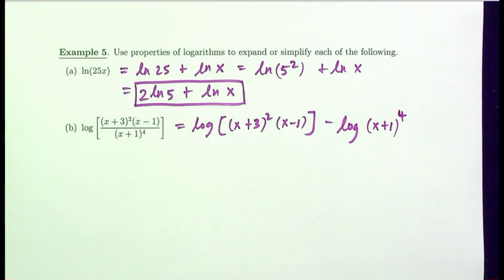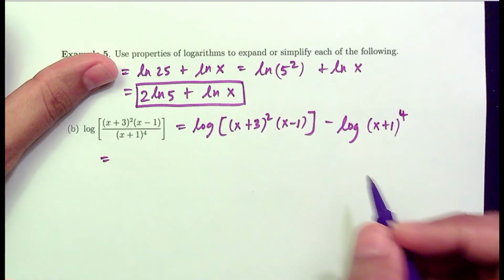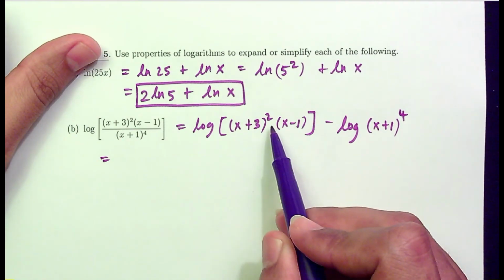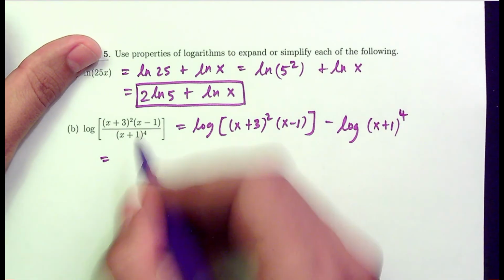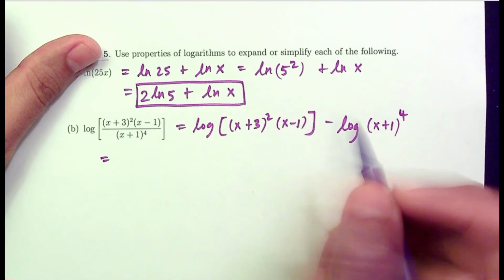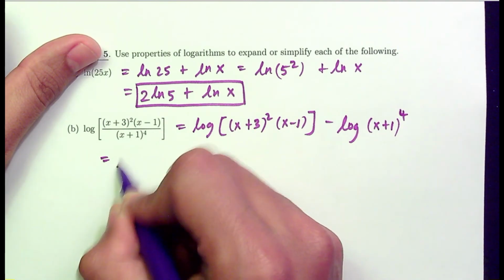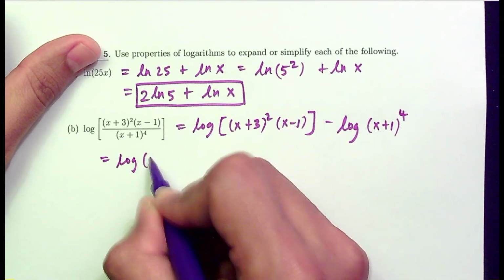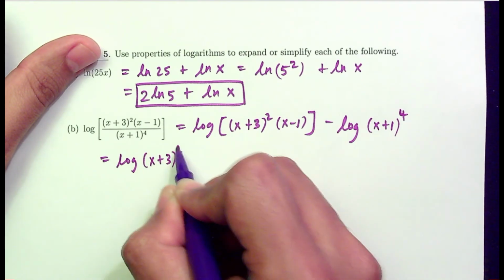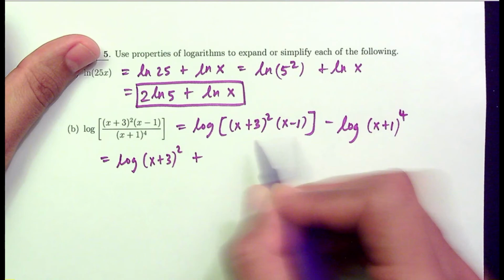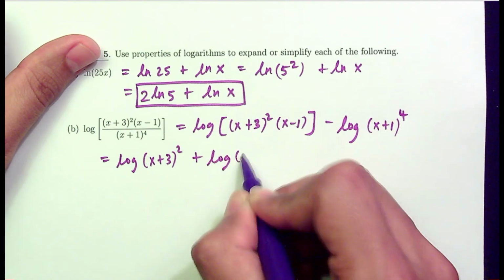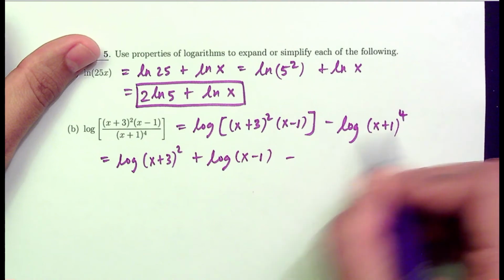Now you have a product right here. You're multiplying x plus 3 squared times x minus 1. So that's a product, so you can expand that as a sum. So this is going to be logarithm of x plus 3 squared, plus the logarithm of the second term being multiplied, plus logarithm of x minus 1, and then just copy that part.